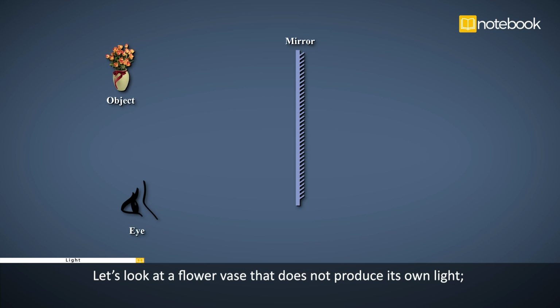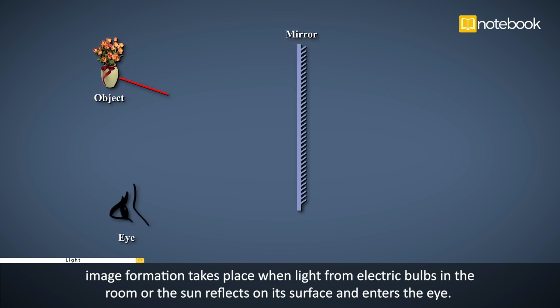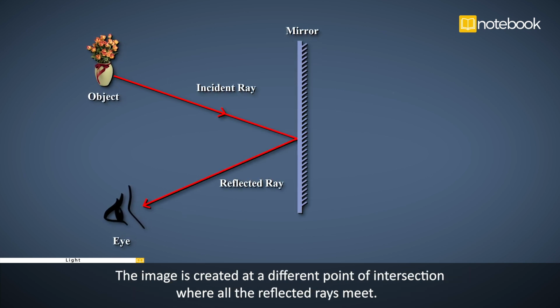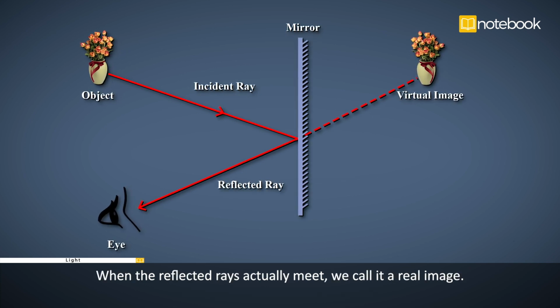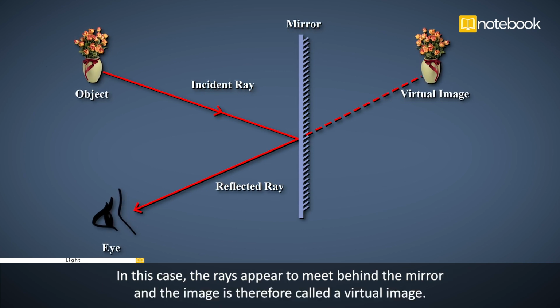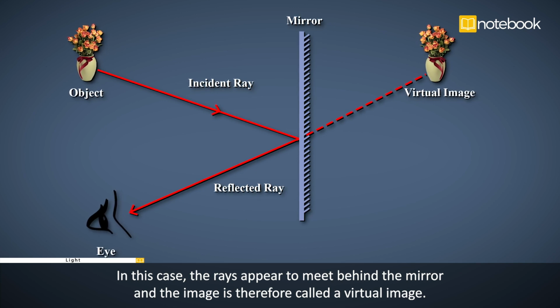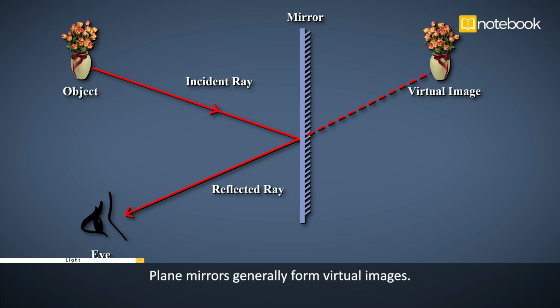Let's look at a flower vase that does not produce its own light. Image formation takes place when light from electric bulbs in the room or the sun reflects on its surface and enters the eye. The image is created at a different point of intersection where all the reflected rays meet. When the reflected rays actually meet, we call it a real image. In this case, the rays appear to meet behind the mirror and the image is therefore called a virtual image. Plane mirrors generally form virtual images.